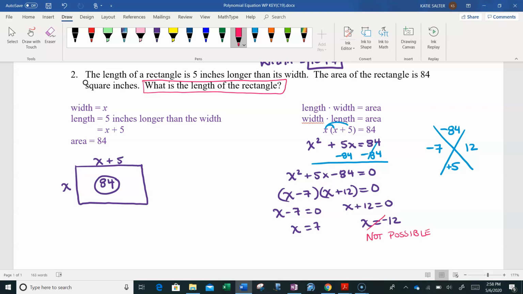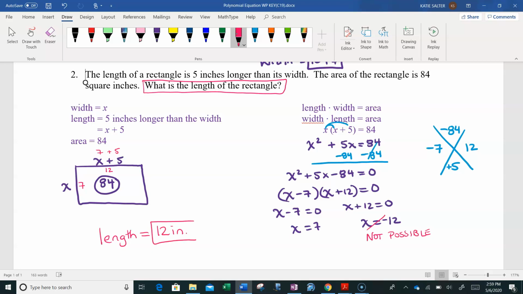If the width of the rectangle is 7, then the length of the rectangle is going to be 7 plus 5, which is ultimately 12. And again, you can check yourself. Does 7 times 12 multiply to 84? Yes, it does. So make sure before you give your final answer that you reread what it's asking you for. And in this case, it was asking for the length. So the length of this rectangle is 12 inches.